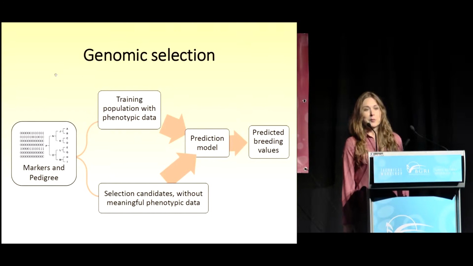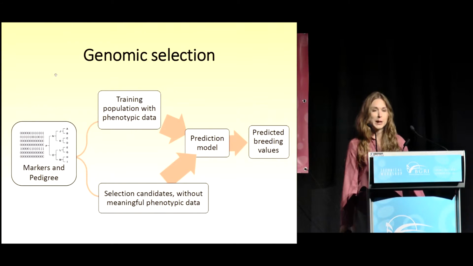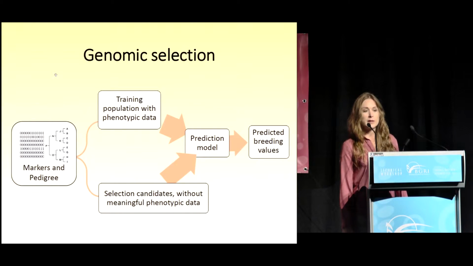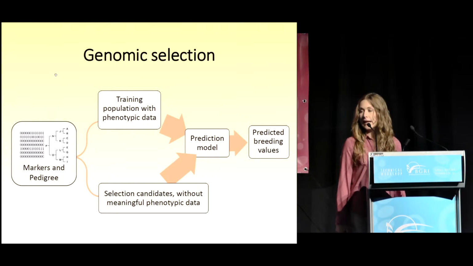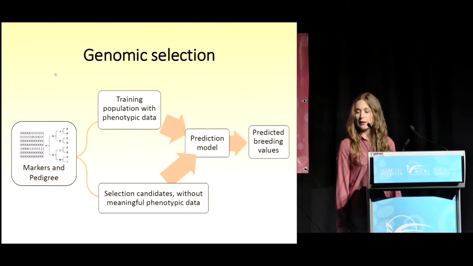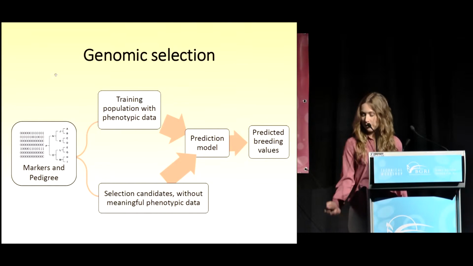So what exactly is genomic selection? How do we do it? With genomic selection, we need a training population that has phenotypic data and selection candidates without meaningful phenotypic data. Both of those sets of lines have markers, and if we have pedigree, we can also use that. All the data is put into a prediction model, and then we have predicted breeding values for all the lines, including the training set and the selection candidates. In this way, we get predictions for selection candidates that we don't have a phenotype for the trait of interest.